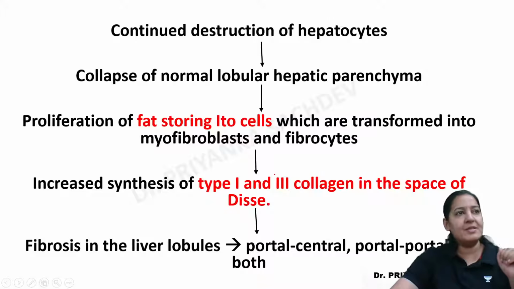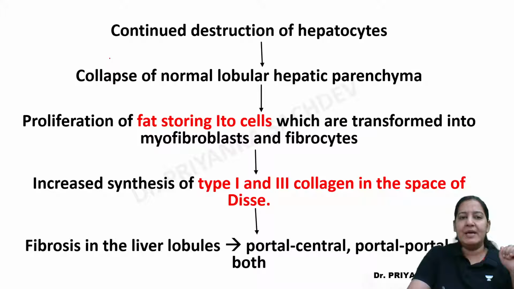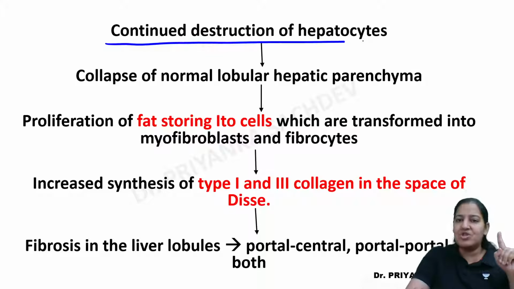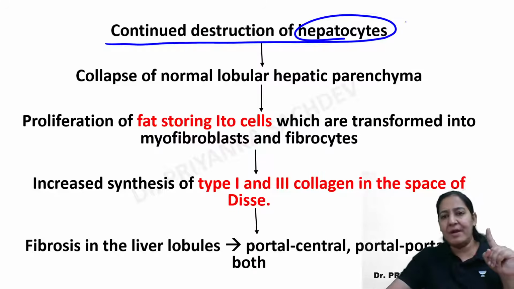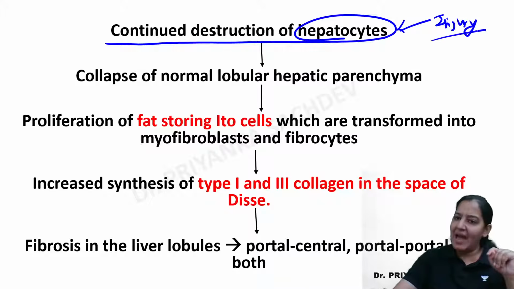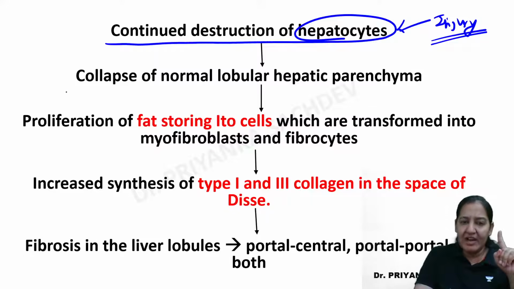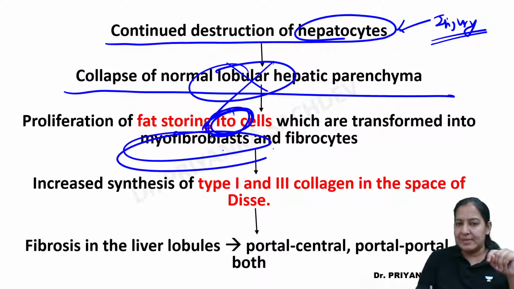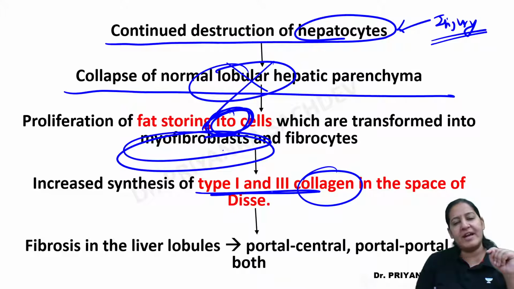So what is the pathogenesis of cirrhosis? Who will tell me? Why does cirrhosis take place? How does cirrhosis take place? Continuous destruction of the hepatocytes. If the hepatocytes have continuous destruction by any injurious agent, it will lead to collapse of the lobular model. The lobular model of the liver is gone, right? It will cause stimulation of the E2 cell. The E2 cell will convert into myofibroblast cells, right? They will start forming collagen. There are 6 types of collagen. Collagen type 1 and 3 will be formed. And this will lead to fibrosis.